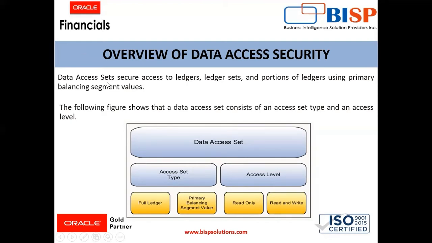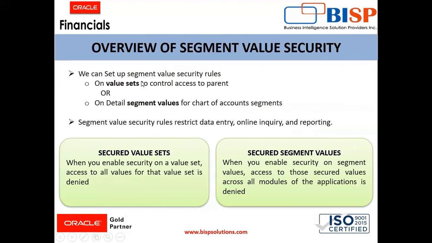Moving further, what is segment value security? Segment value security rules can be set at the level of value sets and segment values for the chart of account segment. Segment value security rules restrict the data entry, online inquiry, and reporting. For a secure value set, we set the security at the level of the value set, so the access to all values for that value set will be denied.